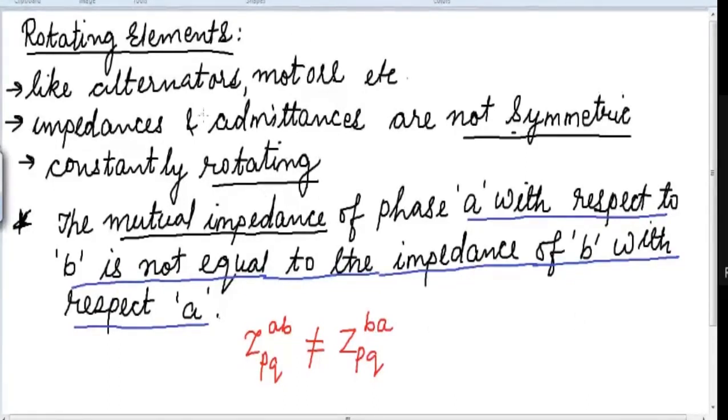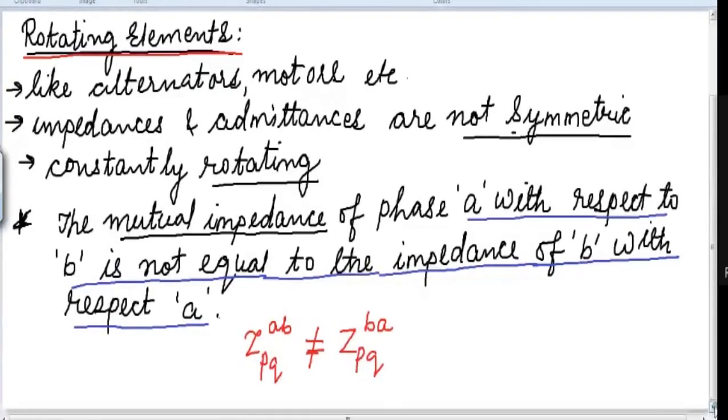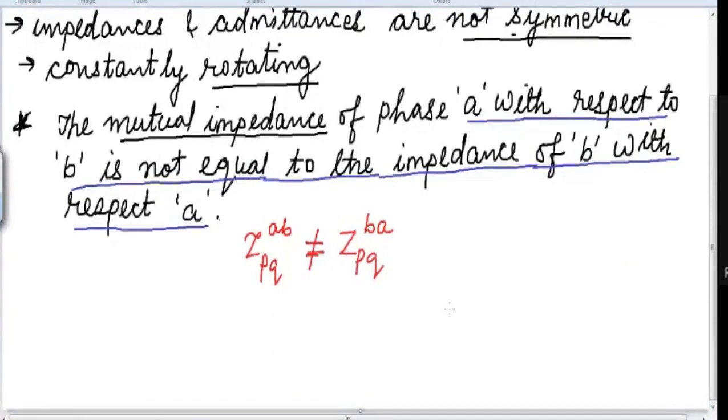Is that clear, everyone? What will be happening in case of a rotating element? In case of a rotating element, the mutual impedance of phase A with respect to B will not be equal to the mutual impedance of phase B with respect to phase A. This is what we can understand with the help of the mathematical equation. So if it is not equal, then how can the things be written? Let us write the equation here in this way.